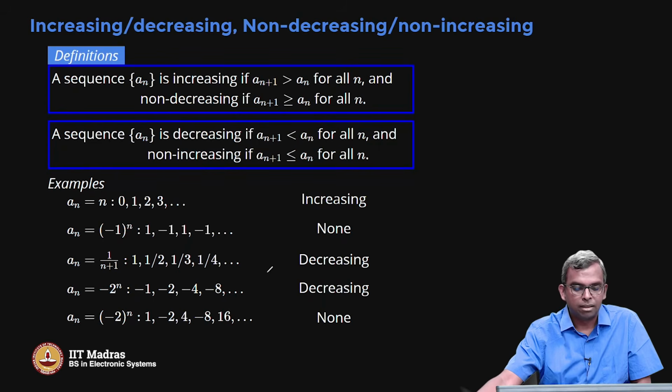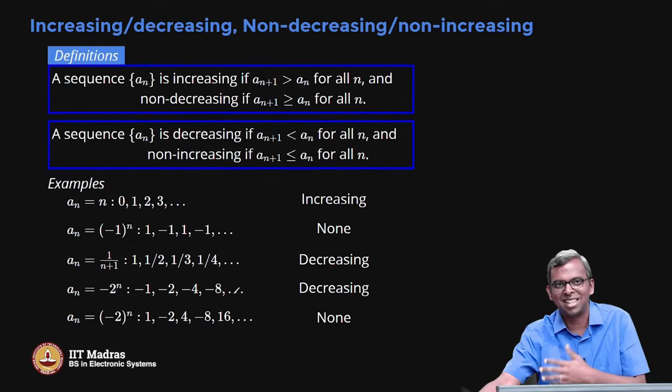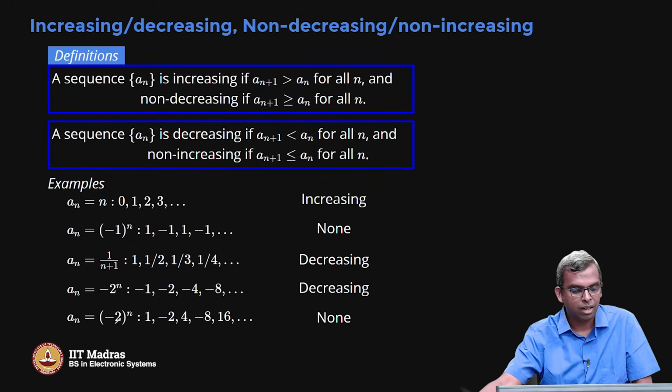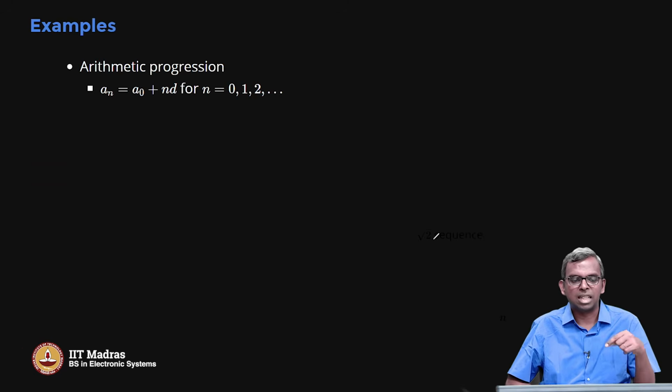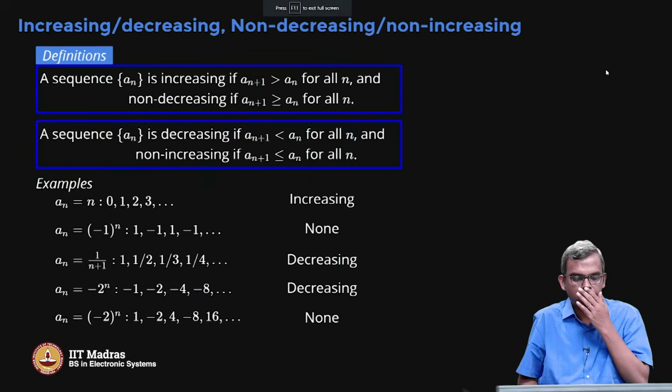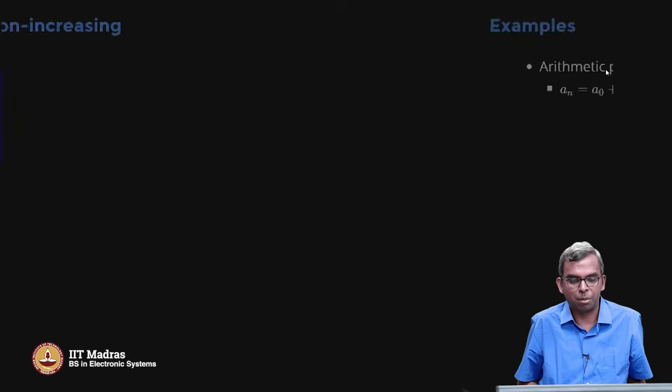This 1 by n is a decreasing sequence, keeps on decreasing. Minus 2 power n is actually a decreasing sequence. Okay, so the value keeps on decreasing. It's of course increasing to larger and larger negative values, but it's decreasing actually. Minus 2 whole power n is none again. Okay, it's neither increasing nor decreasing. So any of these alternating things is always not monotonic. Okay, so when I say none, I mean non-monotonic. There's no monotonicity here. Okay, so these were simple examples. Let's go to slightly more complicated examples now.